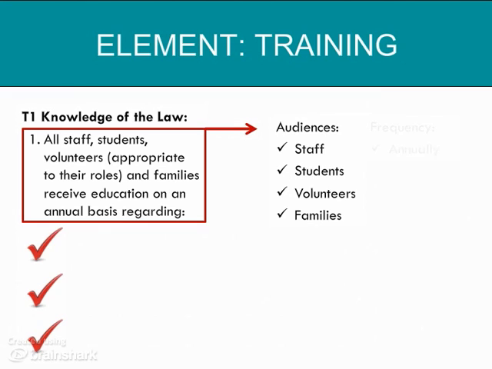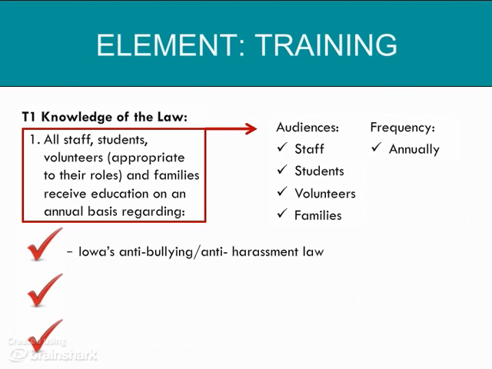Second, that training must occur every year. Finally, 3 content areas have been specified for training: Iowa's law on bullying and harassment, how to report bullying incidents when they occur in the building, and the Federal Equal Access Act. The attachment found in the lower left-hand corner of your screen contains more information about all 3 of these requirements.